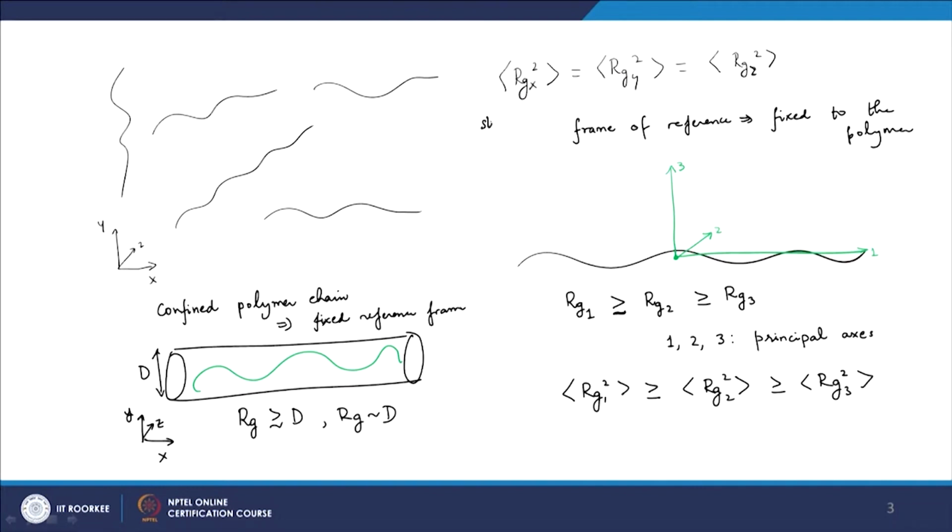and for a stiff chain the reference frame should be fixed to the polymer. Okay. Actually, also for the confined polymer chain we can fix the reference frame to the polymer. That will not make an error, but it will not capture the effect of confinement in the true sense.